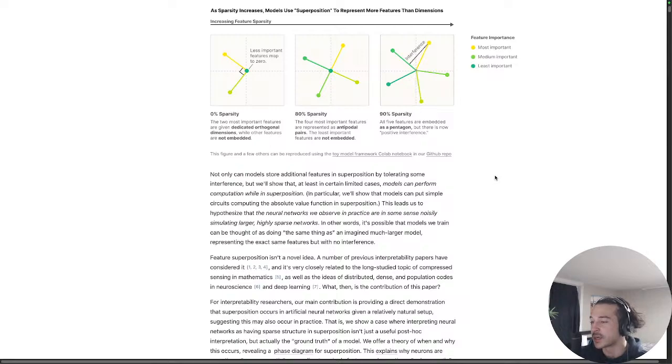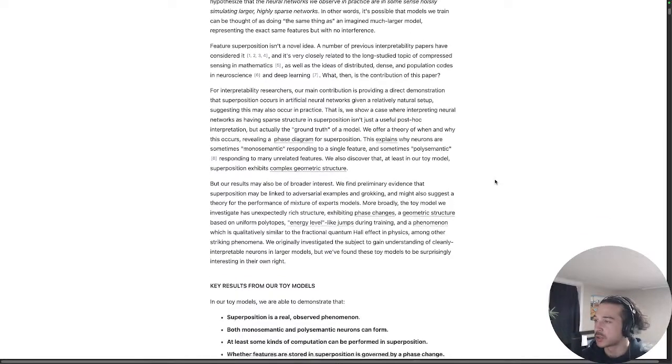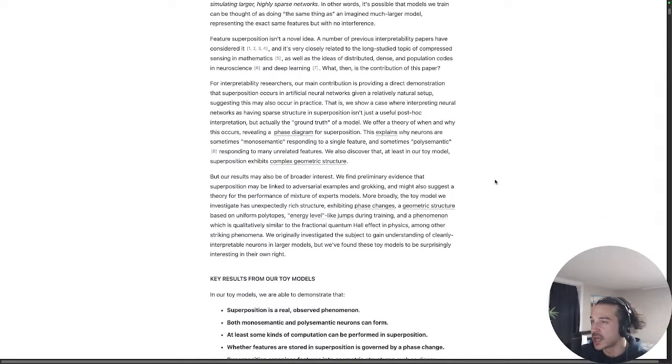Feature superposition isn't a novel idea. A number of previous interpretability papers have considered it, and it's very closely related to the long-studied topic of compressed sensing in mathematics, as well as the ideas of distributed, dense, and population codes in neuroscience and deep learning. What then is the contribution of this paper? For interpretability researchers, our main contribution is providing a direct demonstration that superposition occurs in artificial neural networks given a relatively natural setup, suggesting this may also occur in practice. That is, we show a case where interpreting neural networks as having sparse structure in superposition isn't just a useful post hoc interpretation, but actually the ground truth of a model.